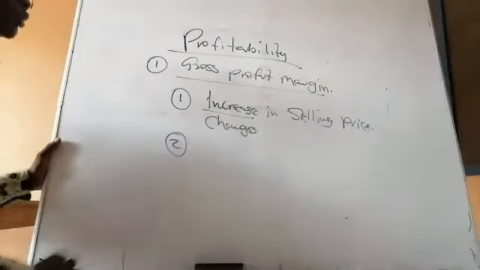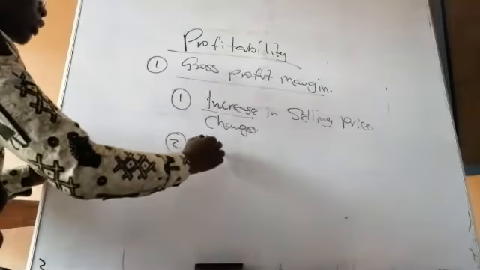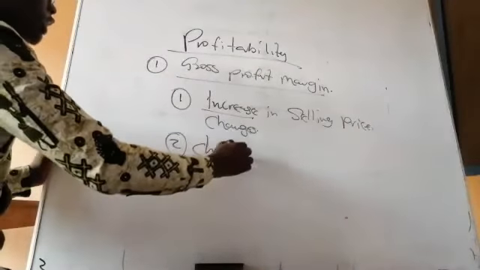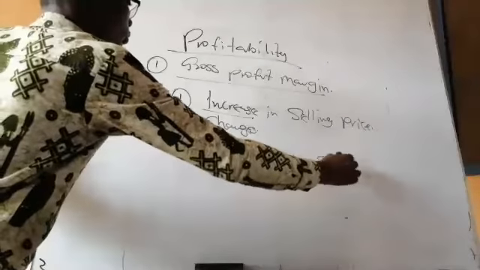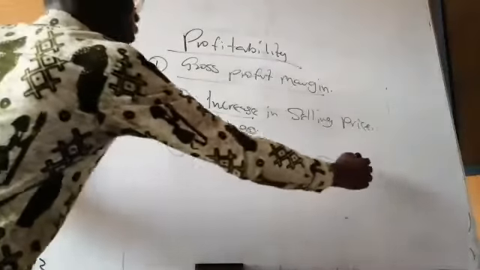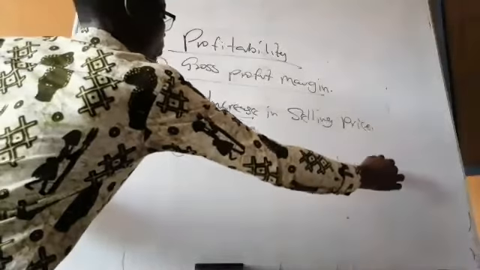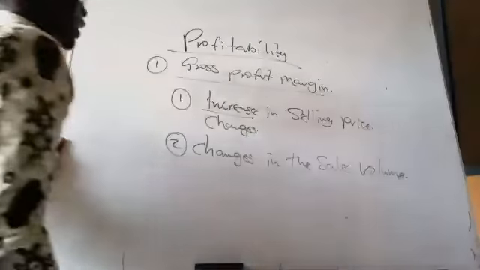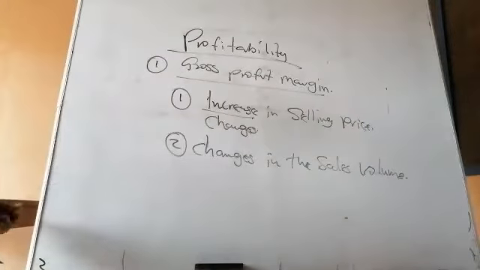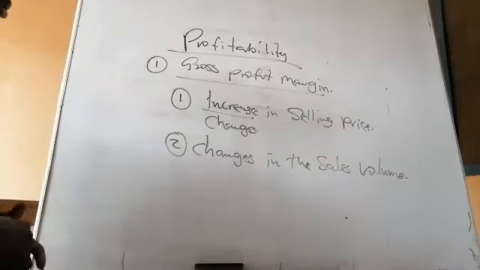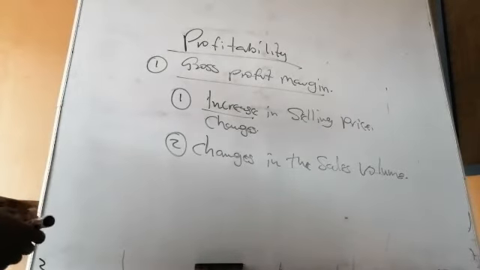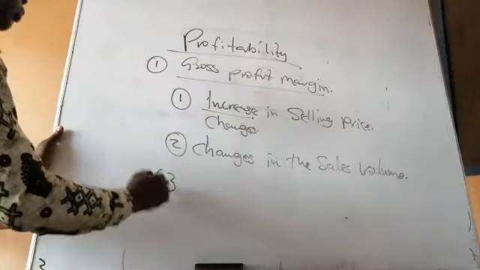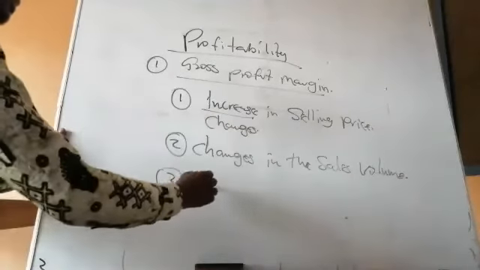Number 2, I will call it changes in the sales volume. Sales what? Volume. Meaning the sales quantity. Now you are selling more. It can cause your gross profit margin to also what? Increase. Then 3, changes in the sales mix.